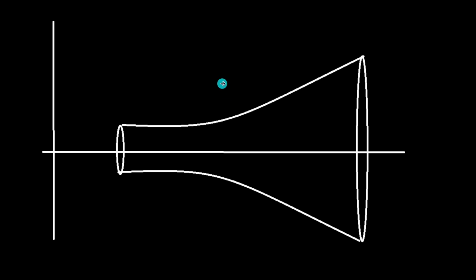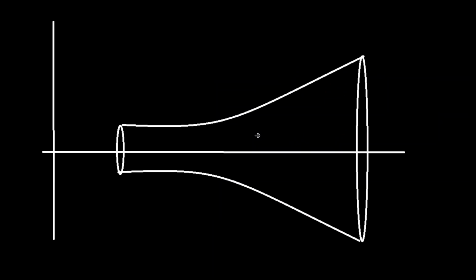So this specific function would basically form an air horn type shape around the x-axis, and that's basically what a solid of revolution is. It takes a function and rotates it around a specific axis, creating some sort of solid. Now let's say we want to calculate the volume of this solid of revolution, how do we do that?